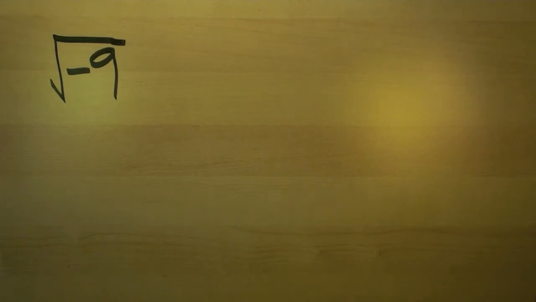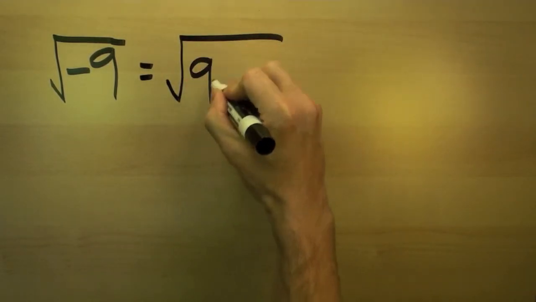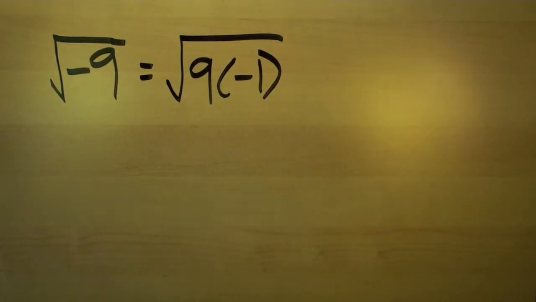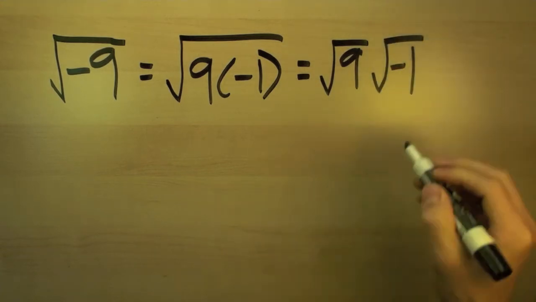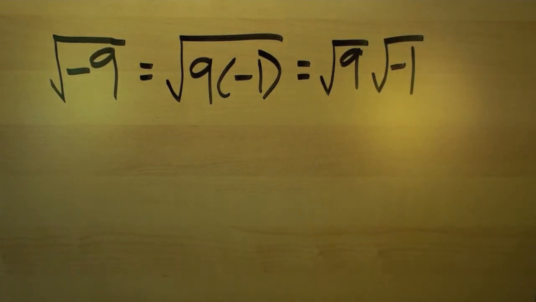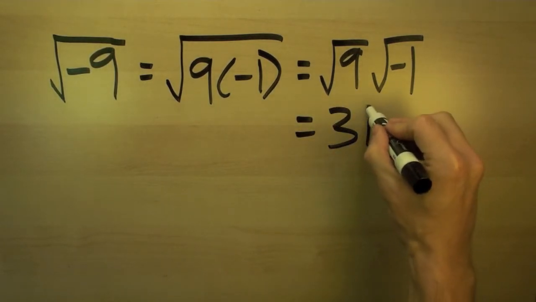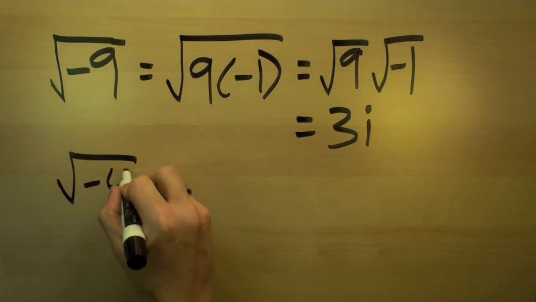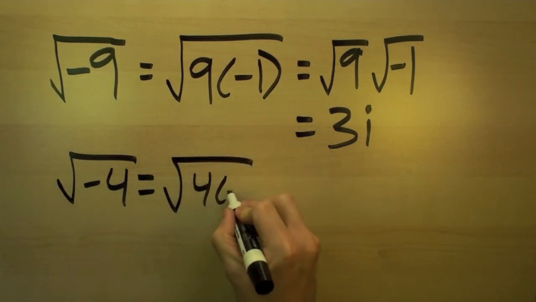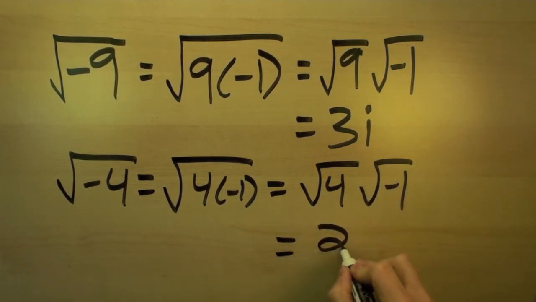However, this imaginary unit now gives us the power to figure out what the square root of -9 would be. We write this as the square root of 9 times -1, and we can split this up into the square root of 9 times the square root of -1. The square root of 9 is 3, and the square root of -1 is i. Likewise, if we want the square root of -4, we get the square root of 4 times -1, which is the square root of 4 times the square root of -1, giving us 2i.